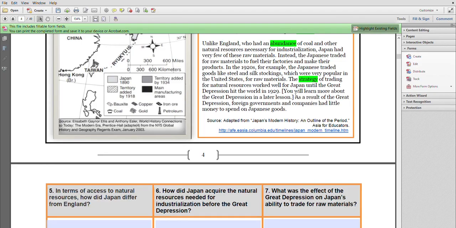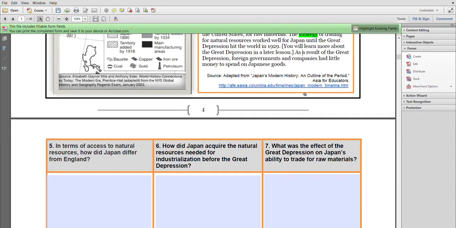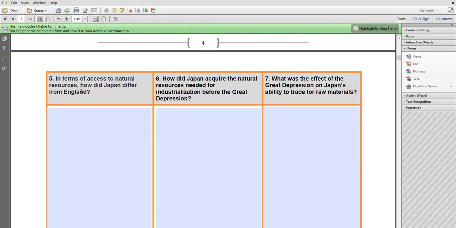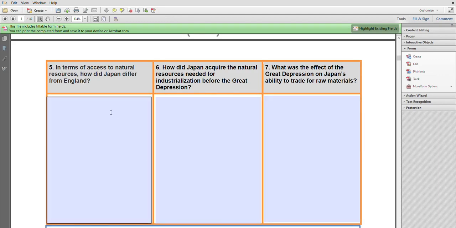The strategy of trading for natural resources worked well for Japan until the Great Depression hit the world in 1929. You will learn more about the Great Depression in a later lesson. As a result of the Great Depression, foreign governments and companies had little money to spend on Japanese goods. Keep in mind the sources are available to you through these links if you want to go and research these texts further. From that text, you're going to answer 5, 6, and 7 in this chart.